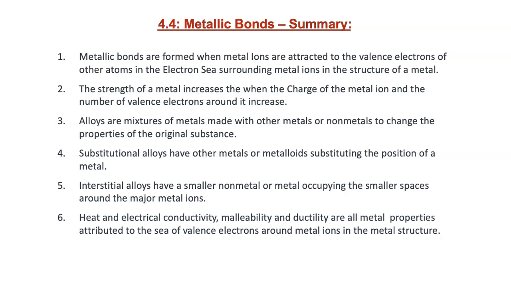Substitutional alloys have other metals or metalloids substituting the position of the metal. Interstitial alloys have a smaller non-metal or metal occupying the smaller spaces around the major metal ions. Heat and electrical conductivity, malleability, and ductility, as well as the shininess, are all metal properties attributed to the sea of valence electrons around metal ions in the metal structure.